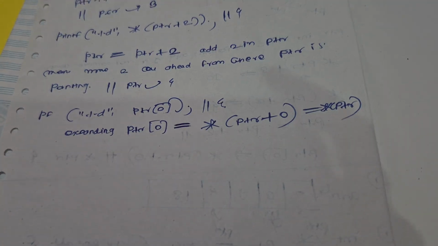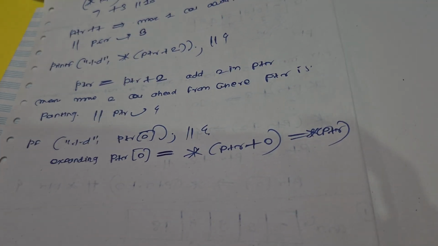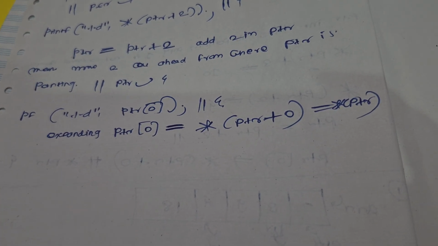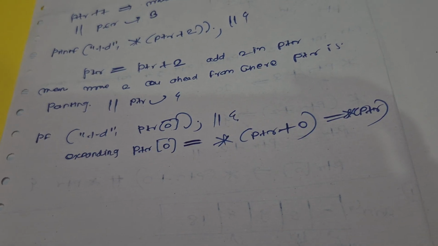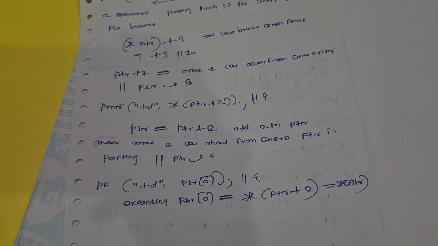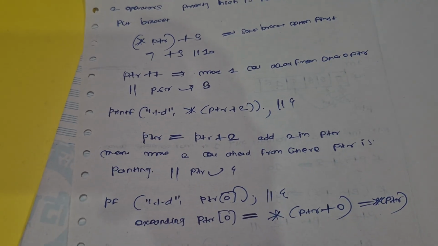Pointer of 0. So wherever square brackets are there, you need to convert it into this format: star of pointer plus 0. So pointer plus 0 would be the pointer only. That is star of pointer, and that is 4. So this is a very basic example. There were 2 basic examples of pointers.